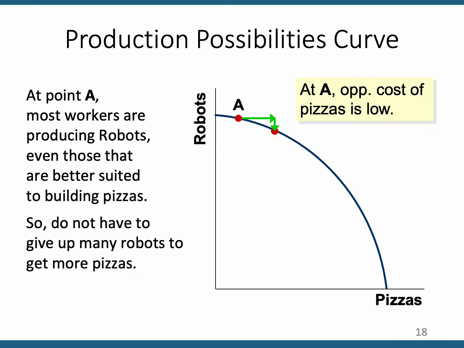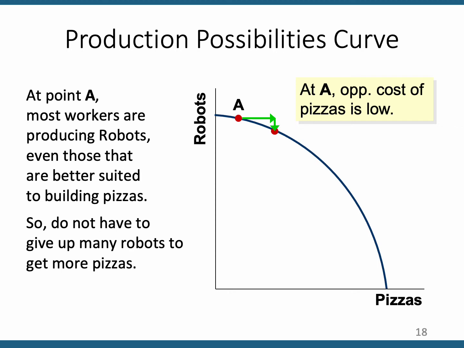Let's do it this way. All right, suppose you're at point A. And the other red point is not labeled here, but let's call it point B. Suppose you're going from point A to point B. All right, so think about where you are. Well, at point A, you're really high up on the vertical axis. You're producing lots of robots. How about on the horizontal axis? You're not producing many pizzas, right? A lot of robots, not many pizzas if you're at point A.